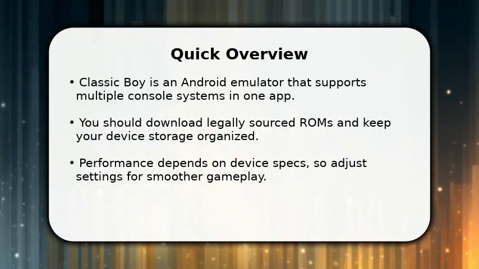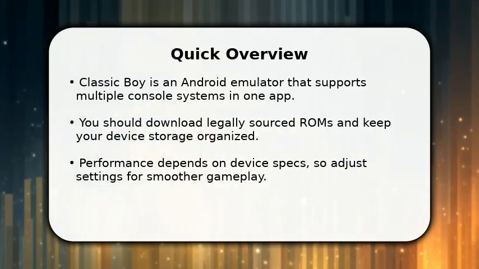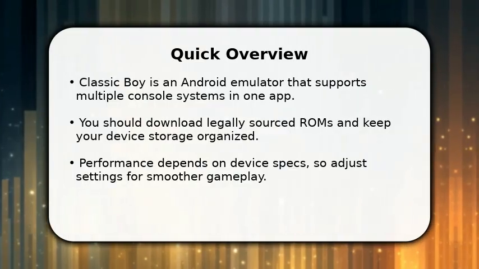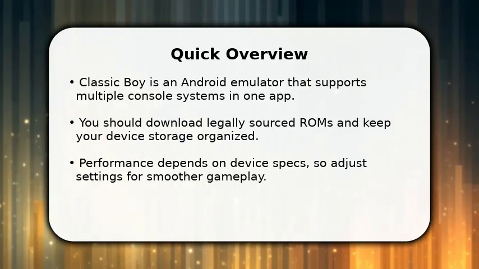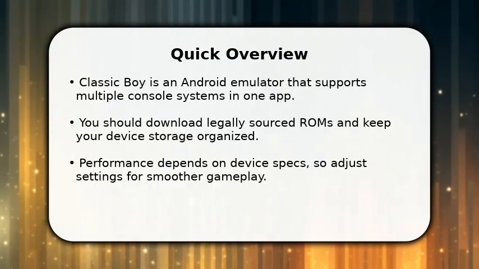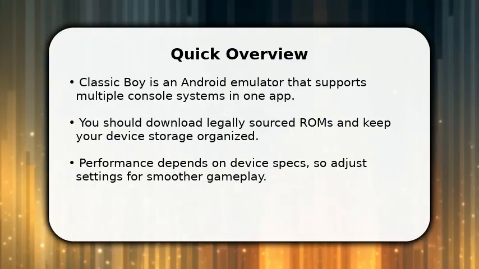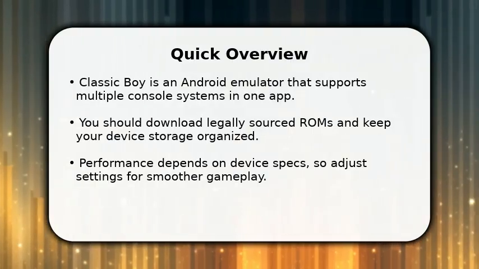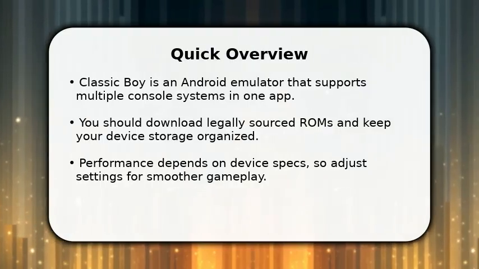In this video, I will show how to use Classic Boy Emulator. Start by installing the app from a trusted source, grant necessary permissions, and place ROMs in a dedicated folder. Open Classic Boy, scan your folder, and test one game to confirm compatibility. Use on-screen controls or connect a Bluetooth controller for better input. I will walk you through core settings, save states, and common troubleshooting tips in plain language.